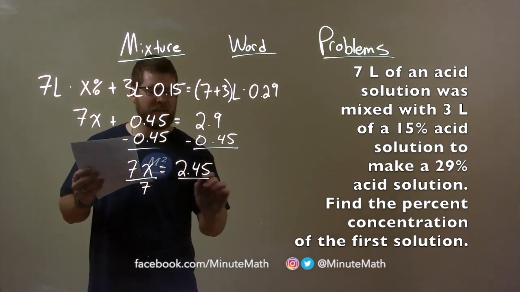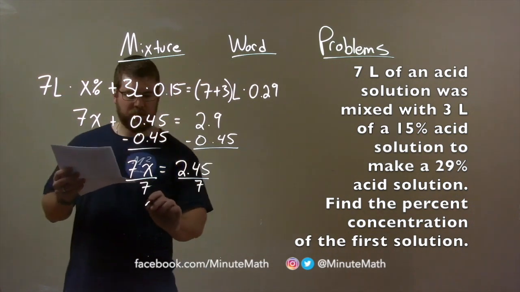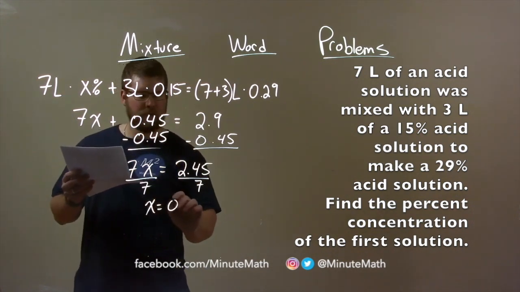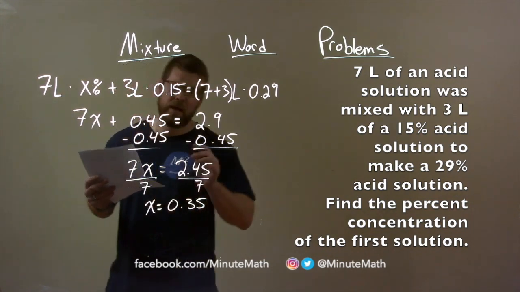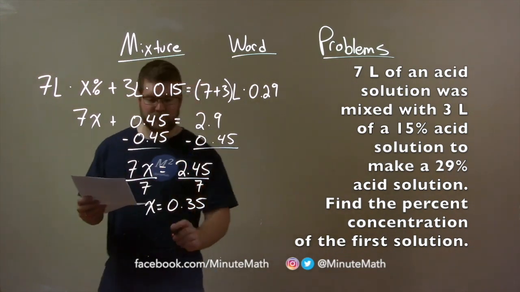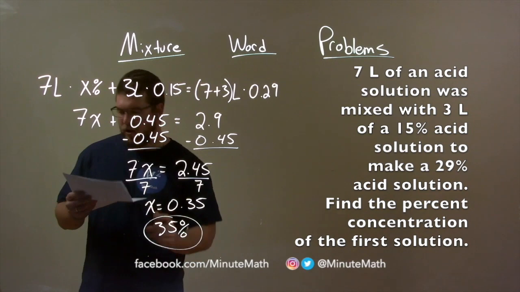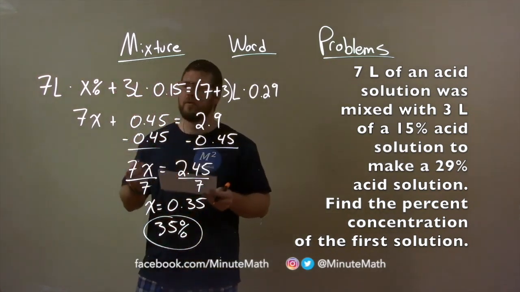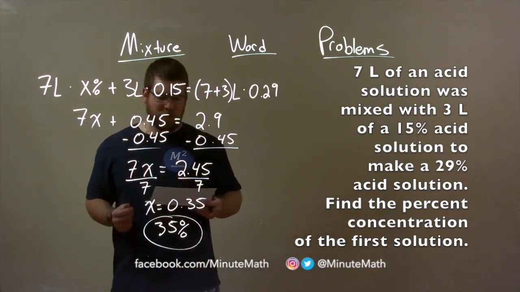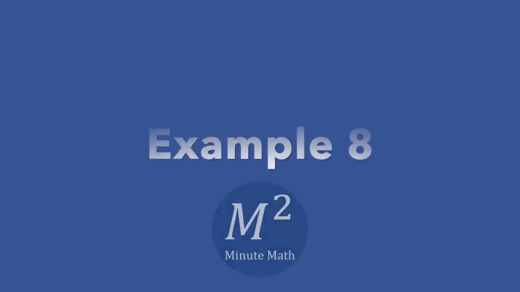Divide both sides by 7. We're going to get a decimal here of x equals 0.35. And that as a percent is 35%. And so our final answer here is our first solution contained 35% acid.